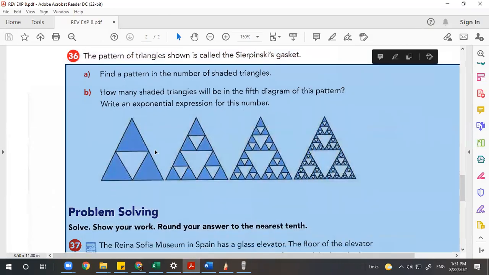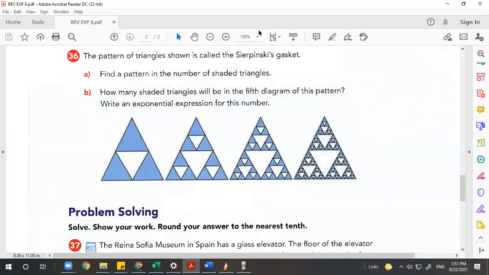Okay, now the pattern of the triangle shown in the Sierpinski's gasket. Who is he? I don't know. Find a pattern in the number of shaded triangles. How many shaded triangles here? 3, right? And then 1, 2, 3, 4, 5, 6, 7, 8, 9? Can I write just 3 power 2? Yes, sure. Because 9 is also 3 power 2.